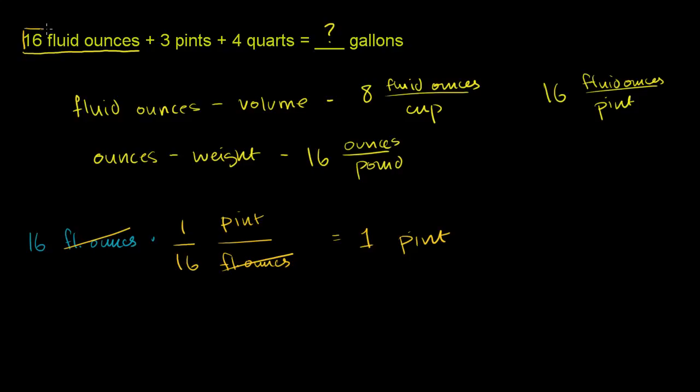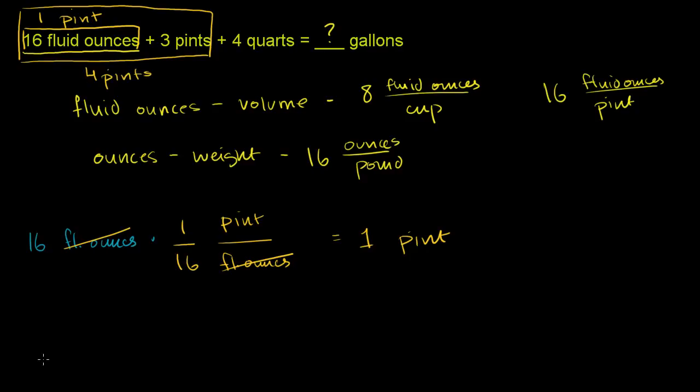If we have 16 fluid ounces right over here, this is 1 pint. So we have 1 pint plus another 3 pints. If we were to add all of that together, 1 pint plus 3 pints is 4 pints. Now we have 4 pints. Let's convert it to quarts. Now we know that there are 2 pints per quart. We want the pints to cancel out. Or 1 quart is 2 pints, or 1/2 quart per pint.